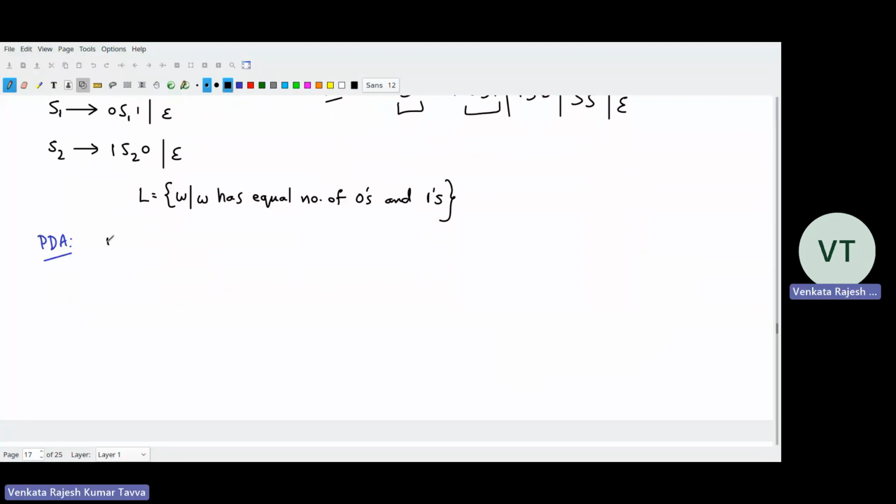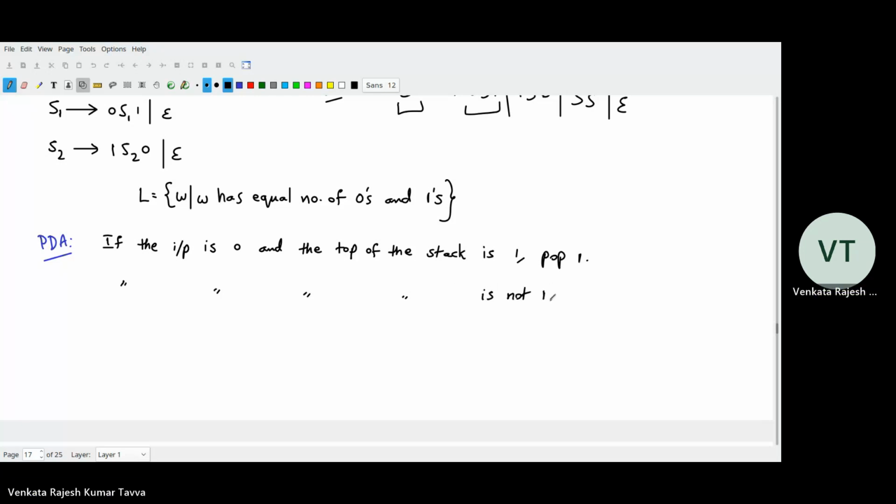So basically 4 steps or 4 cases. If the input is 0 and the top of the stack is 1, pop 1. Okay. If the input is 0 and the top of the stack is not 1, what should I do? Push 0.